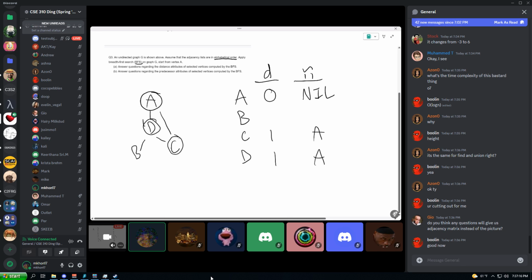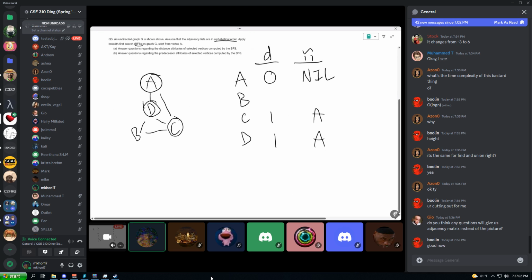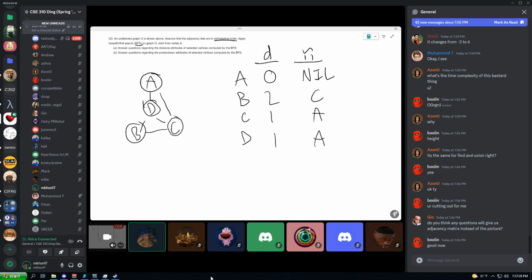Now I have to jump to D. Actually, wait, did I miss a line? Oh, I missed a line. Oops. Okay, never mind. C is connected to B, so then you have to do 2 and then C. There you go. My bad. And that's all of them, all the distances found. That was about it.